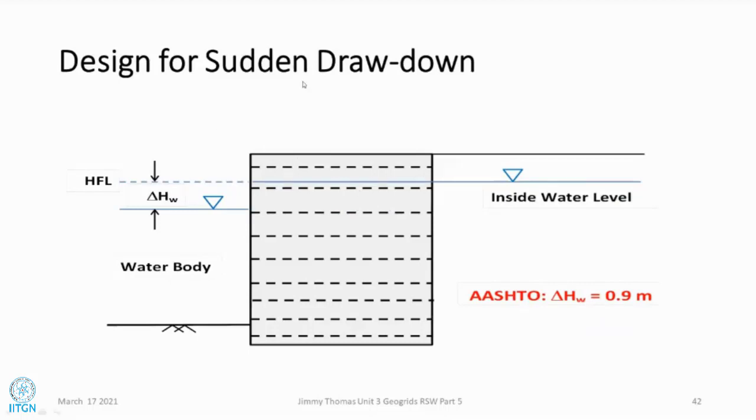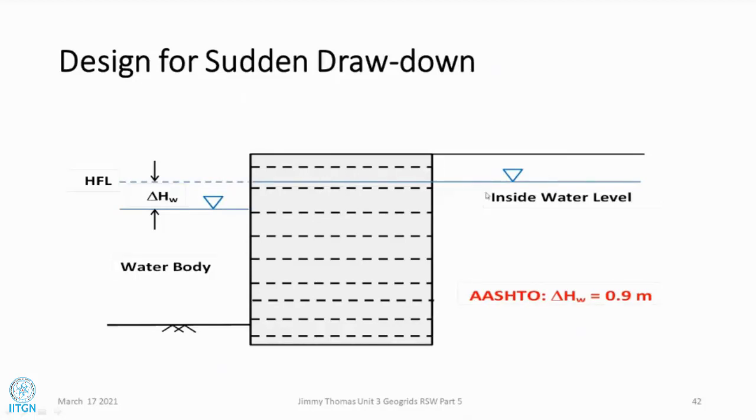One is that we have to design for sudden drawdown. Normally when the flood has come, after some time it will recede. The water level in the water body, the river or adjacent area, will drop at a relatively faster rate than the water level inside, because inside it is controlled by the permeability of the soil. If it is very coarse gravel, it will drop fast. If it is sand, much slower. And if it is silt, it will take a lot of time for the water level to drop. So we have a situation where the water level outside is at a much lower elevation than the water level inside. This is a critical condition.